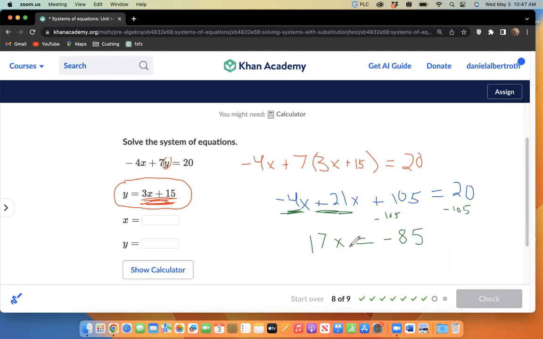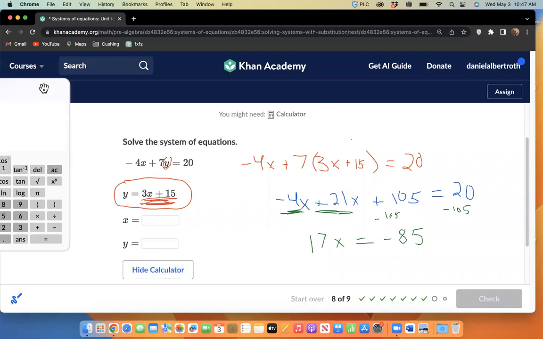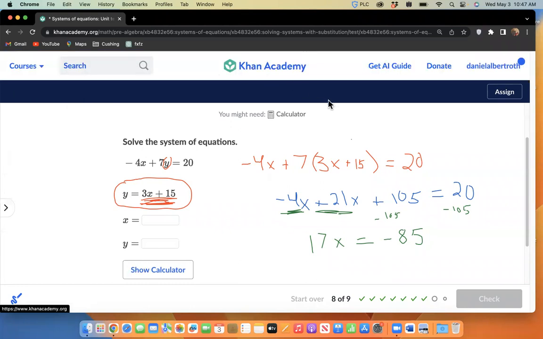My hope is that this divides out pretty well. So let's do 85 divided by 17, and we will pray. Thank goodness. So it's going to be negative 5, because the negative 85 divided by positive 17 is going to be negative 5. So x here is negative 5, at least if our math is right. X equals negative 5. Let's plug in negative 5 for x.